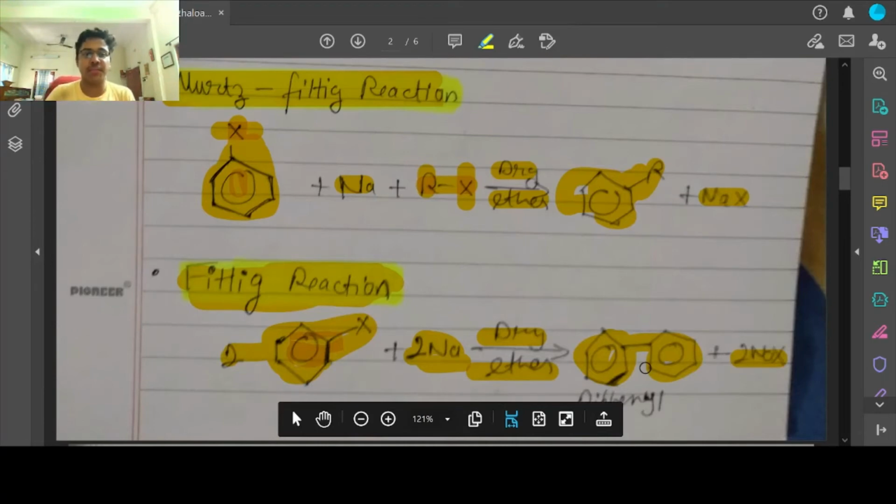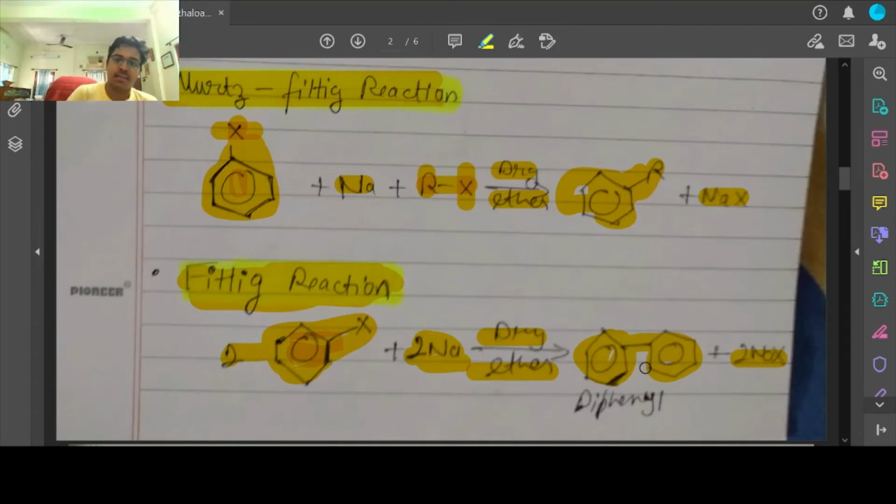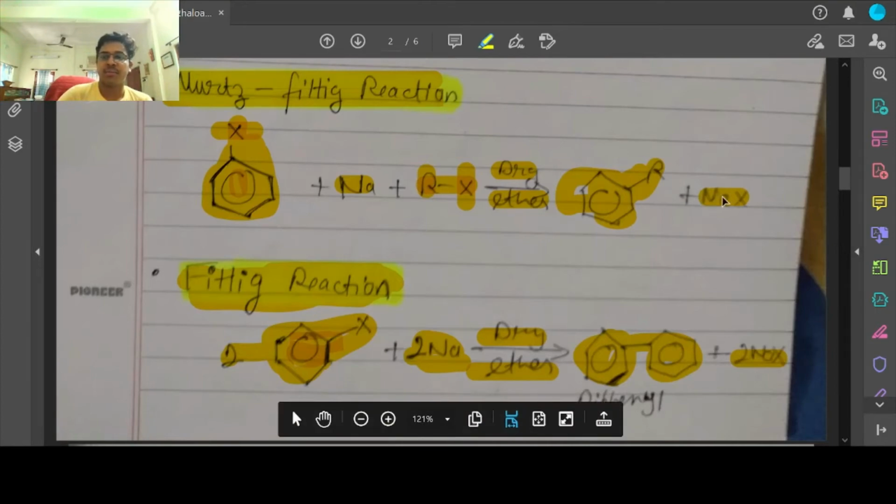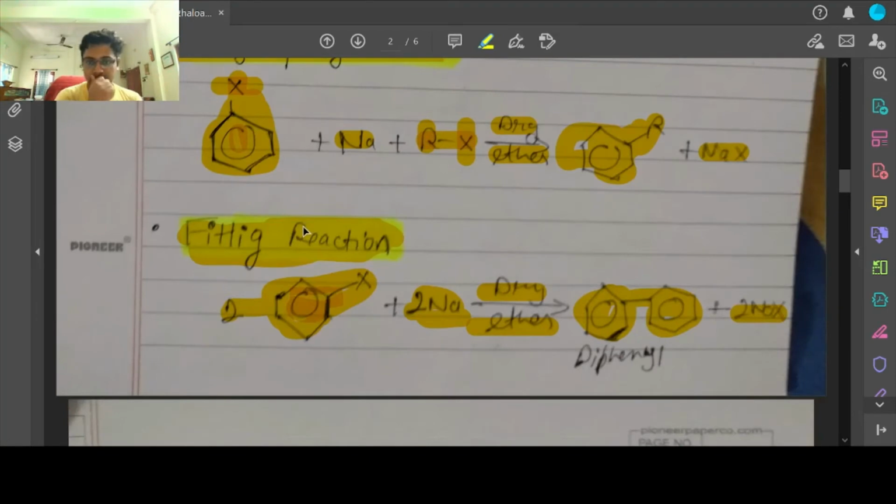So in the Wurtz-Fittig reaction, it was a halobenzene with a haloalkyl. Halobenzene with haloalkyl in the presence of sodium and dry ether combine as mirrored images and form this alkylbenzene plus NaX. This is the Wurtz-Fittig reaction. In the Fittig reaction, you get 2 moles of halobenzene in the presence of 2 moles of sodium in dry ether giving biphenyl.